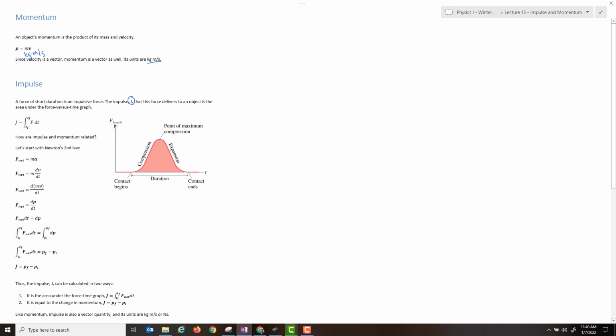The y-axis here is force. The x-axis here is time. And if you were to find the area under this graph here, then that would tell you what the impulse is. Okay, J.